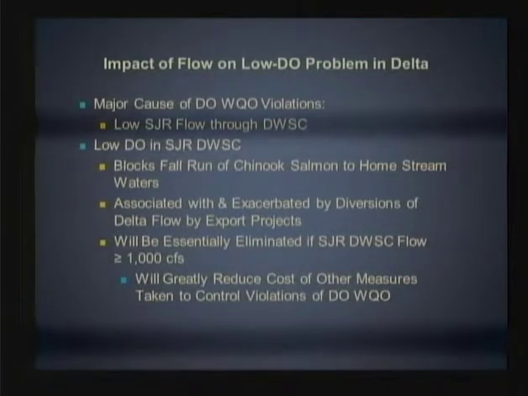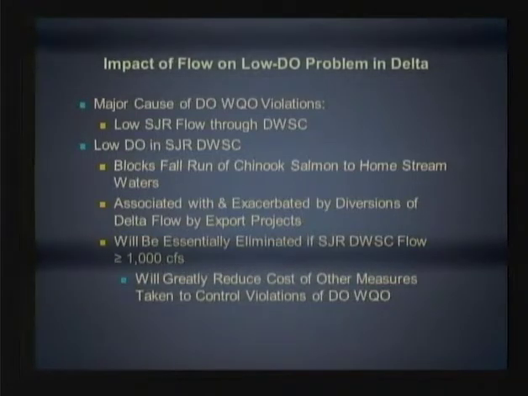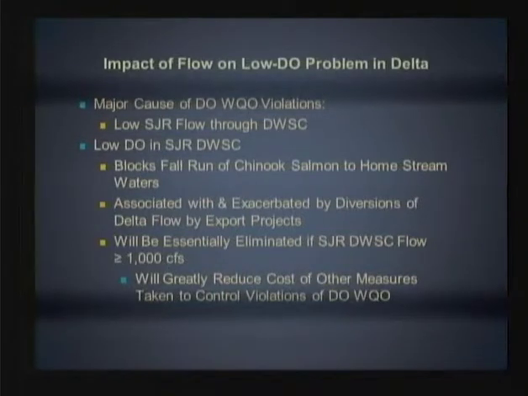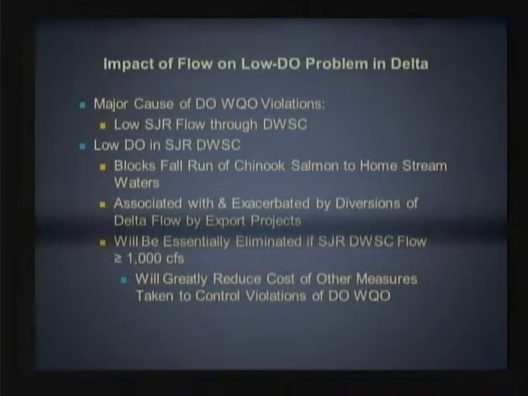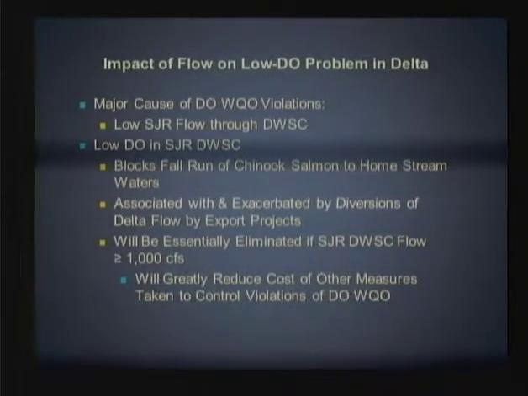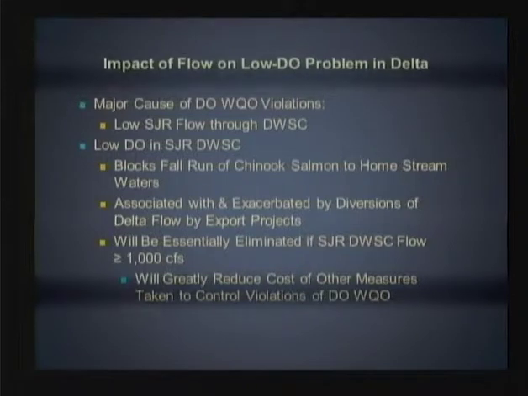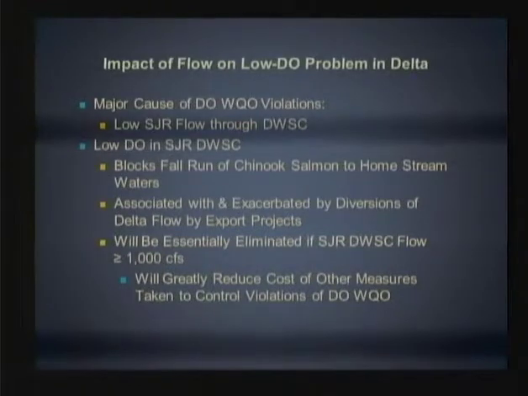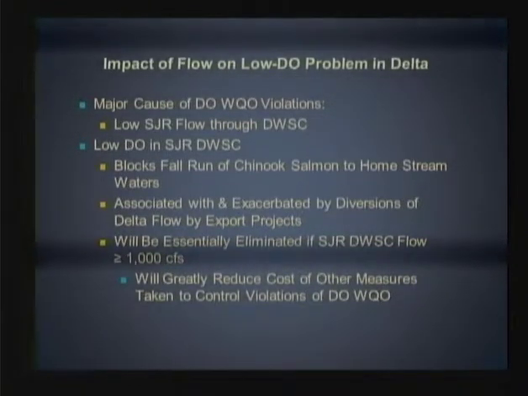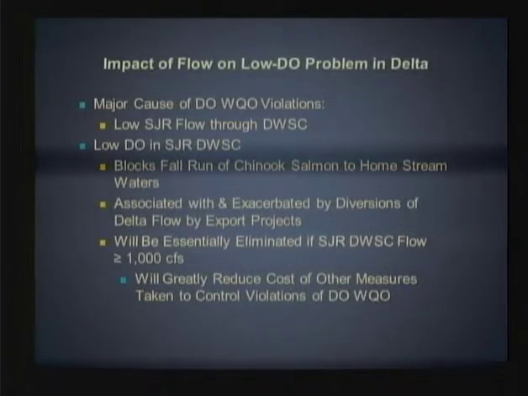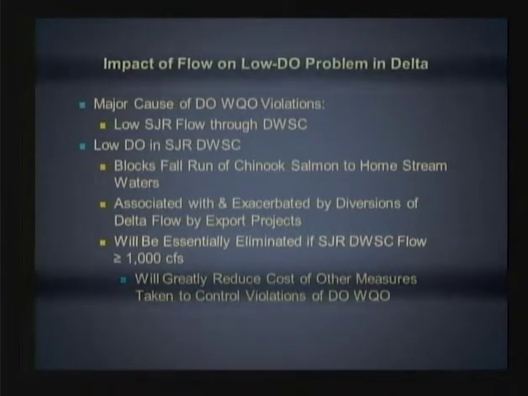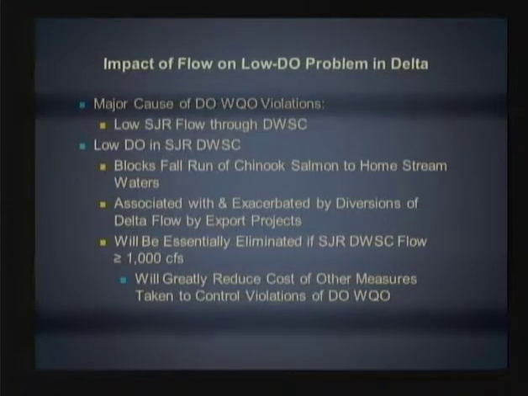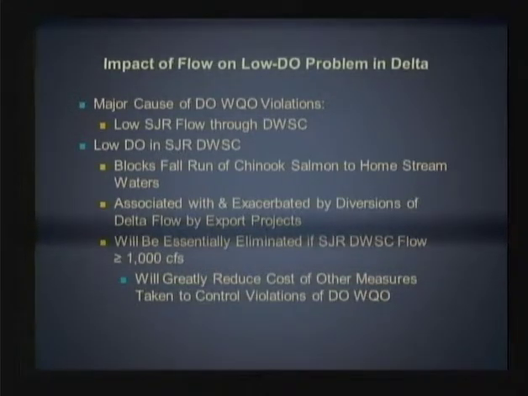A major example of how flow impacts water quality is the low DO problem in the San Joaquin River Deepwater Ship Channel just below the Port of Stockton. Each year, including now, we have low DO problems in the Deepwater Ship Channel associated primarily with the growth of algae and upstream sources which decompose in the Deepwater Ship Channel. This low DO blocks the fall run of salmon to their home stream waters. It is associated primarily with a diversion of Delta flows by the state and federal export projects in the South Delta. This is well documented now through the studies that were conducted several years ago.